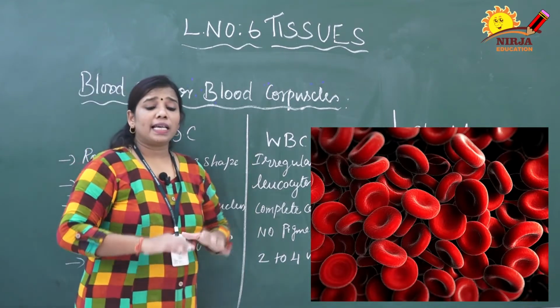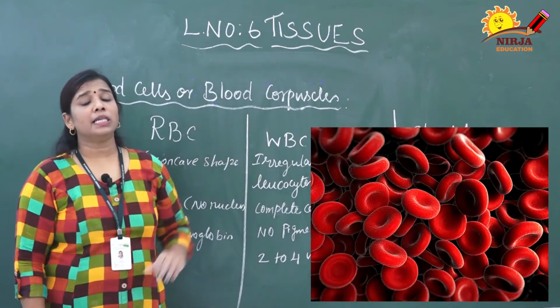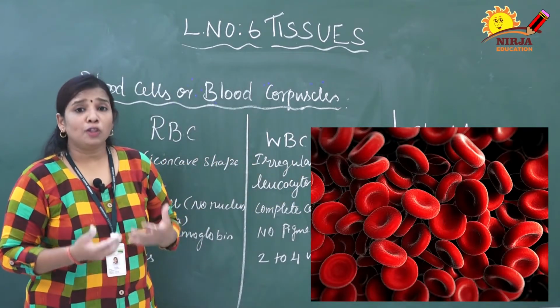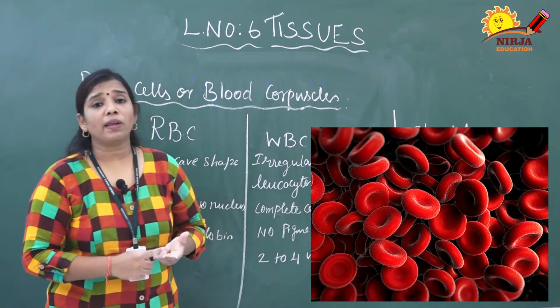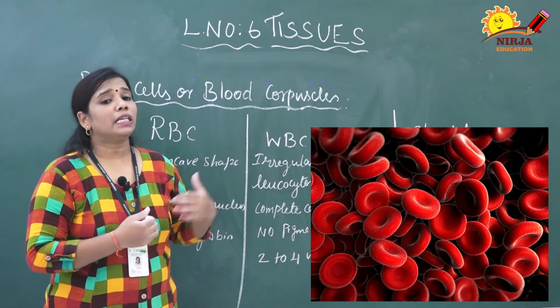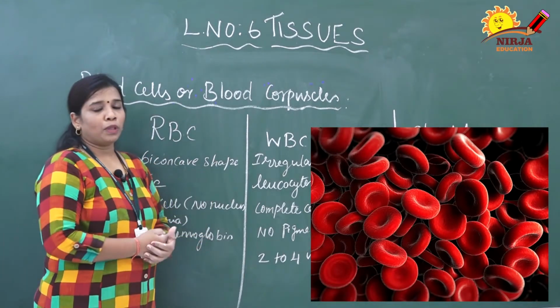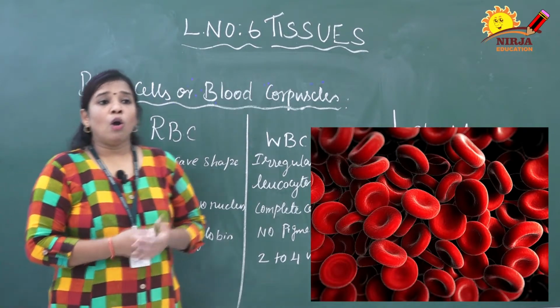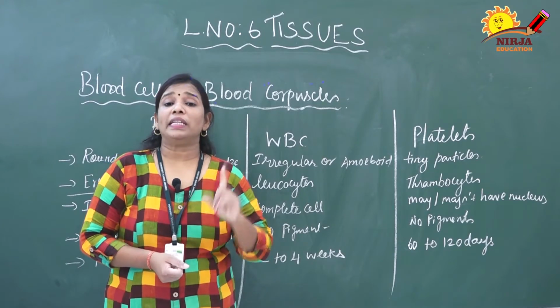This RBC is an incomplete cell. Why am I telling that RBC is an incomplete cell? Because it does not contain a nucleus. Mammalian RBC does not contain a nucleus as well as mitochondria and endoplasmic reticulum. All these cell organelles are absent inside the RBC, so I am telling it is an incomplete cell. One RBC can live 120 days, so the lifespan of RBC is 120 days.